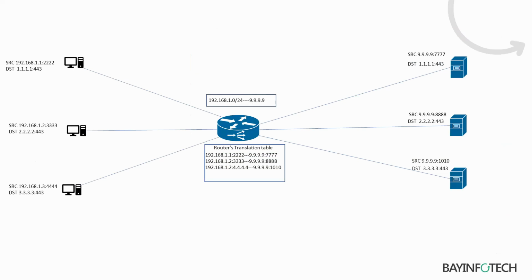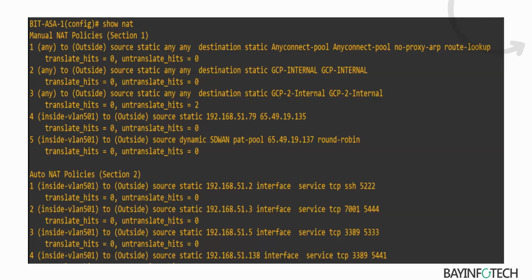Let's go ahead and look at a few commands to check NAT configuration. Now let's discuss some of the important commands. So show nat shows the NAT policies and counters. In this command output, we can see the detailed information related to NAT policy, such as source and destination zone, NAT type, and real source and mapped network IP.